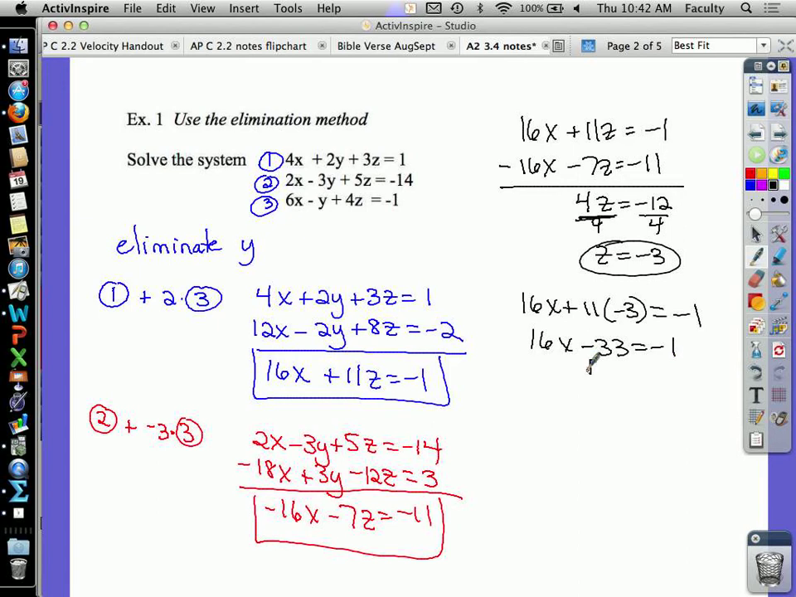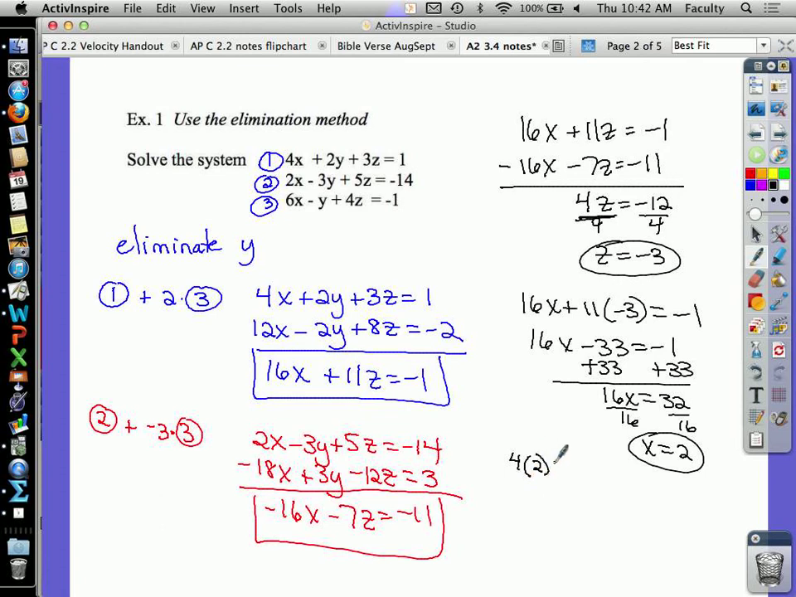Add 33 to both sides, and I get 16x equals 32. Divide by 16 and x is 2. Now how do you think I can find y? Plug it into one of these first equations, okay, where there's a y. So it doesn't matter which one you do. I'm going to pick the first one.